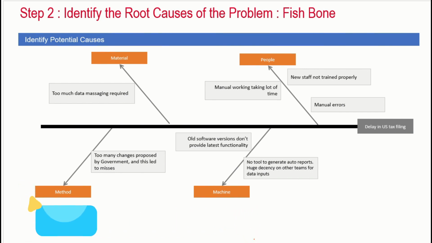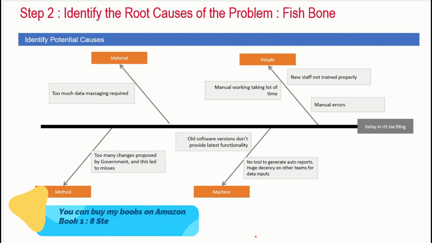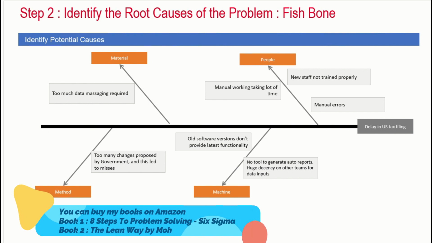Then under material, too much data massaging is required because there was no auto-generated report which was giving the input in the desired form. So a lot of data massaging was required. Under machine, there was no tool to generate an auto report. There was a huge dependency on other teams for data inputs. So that was also one of the causes. Under machine, there was another cause, which is old software versions. They do not provide the latest functionality, and because of which some things were done manually, and because of that, the entire process of tax filing was delayed.